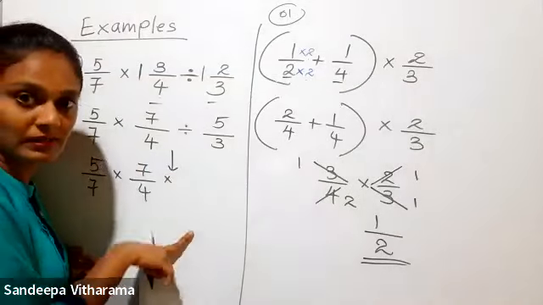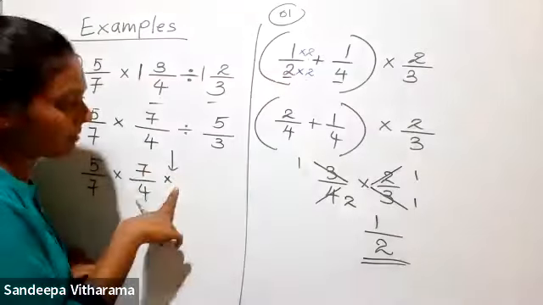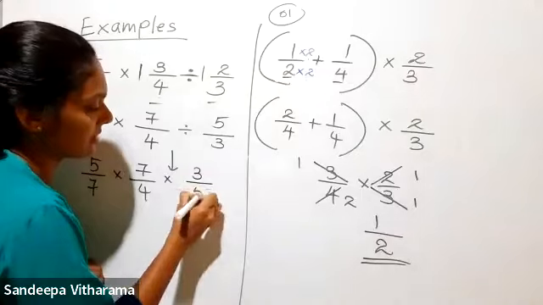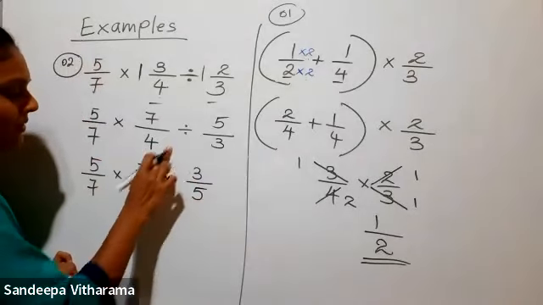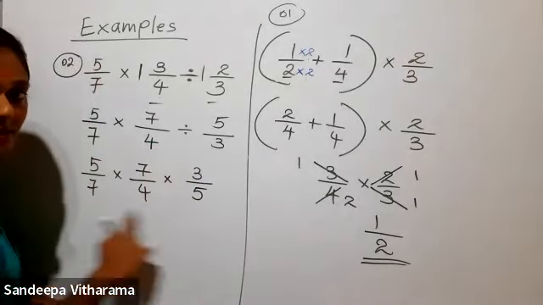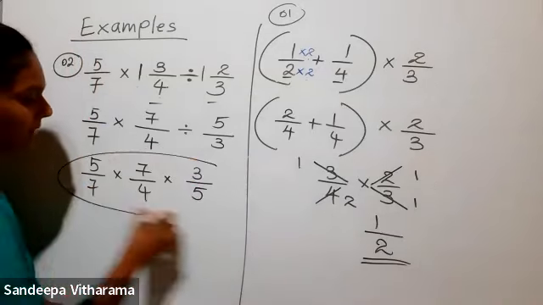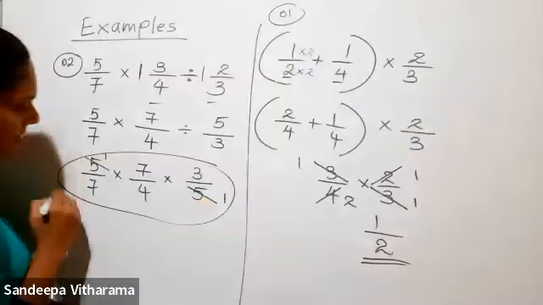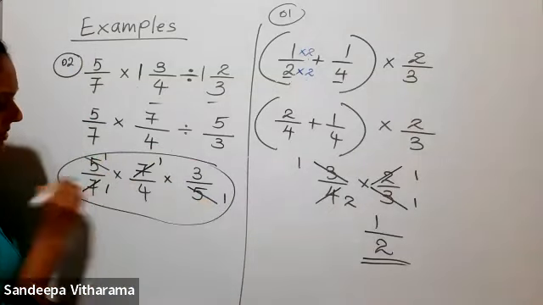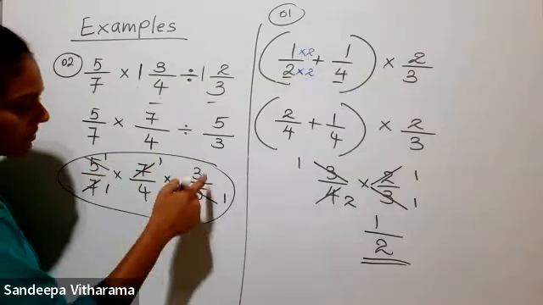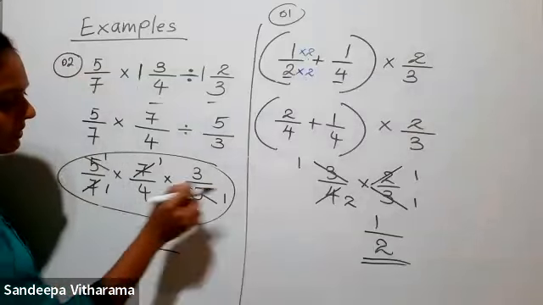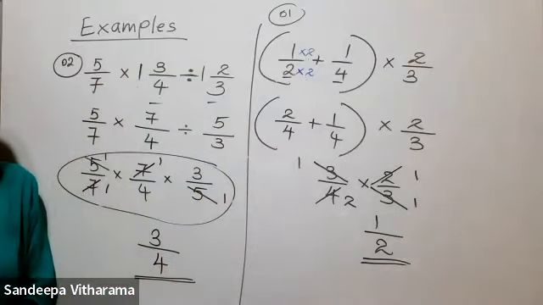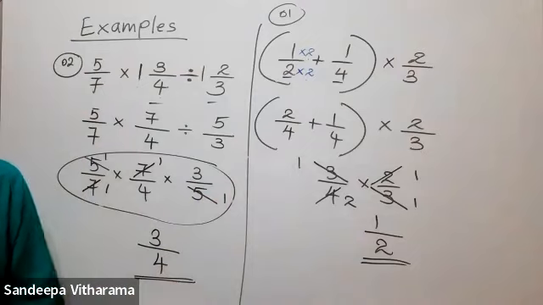So division becomes multiplication. We know how to divide fractions. Division becomes multiplication and the reciprocal of the second fraction. So it is written as 3 upon 5. Now it is a complete multiplication. So let's simplify. 5 and 5 cancel. Then 7 and 7 cancel. So 1 into 1 into 3 is 3. 1 into 4 into 1 is 4. So the answer is 3 upon 4. Is this clear?